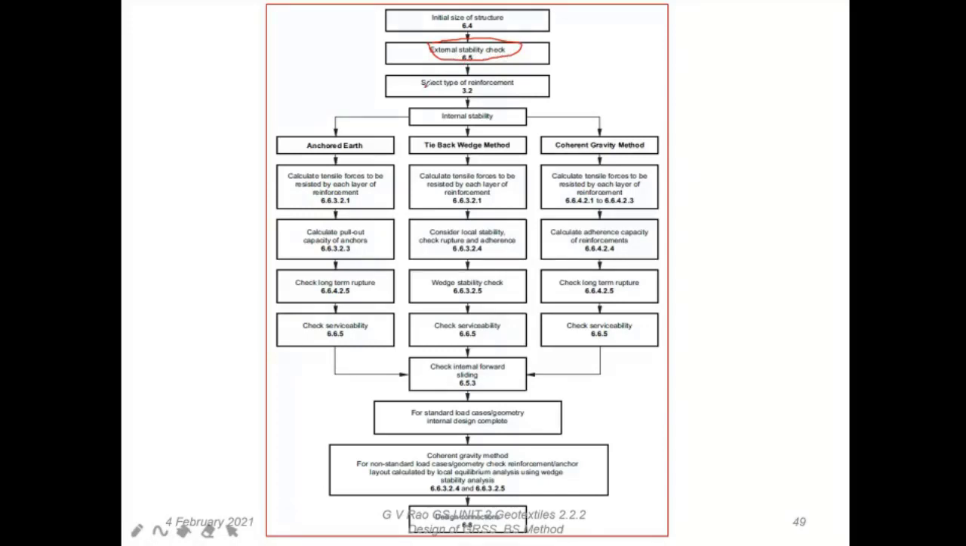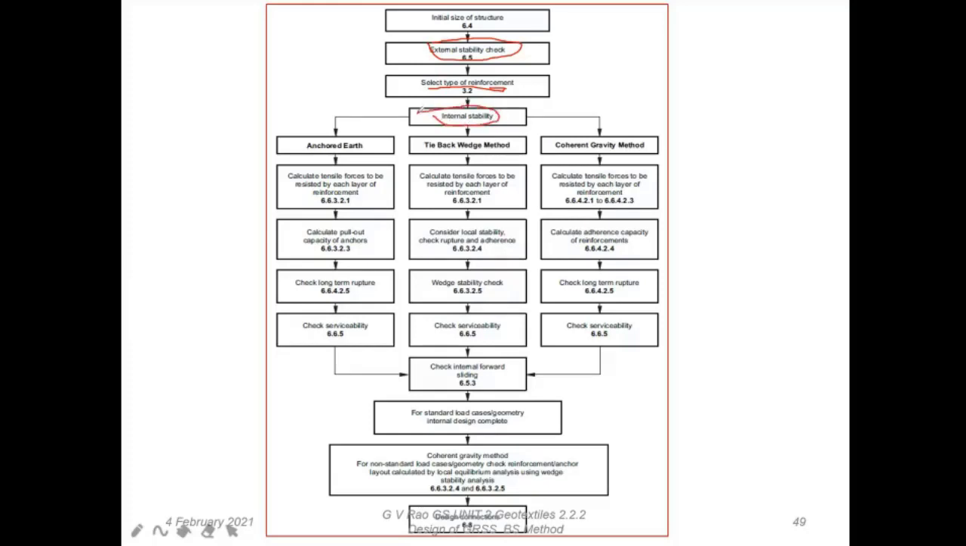After that, most important is we are going to select the type of reinforcement. That means after we are sure that the external conditions are stable, we are going to select the reinforcement type. Is it a grid, is it a geotextile, is it a strap, is it a metallic strap or strip? All of them we are going to pick up because the calculations depend upon those things. Then we go through internal stability.